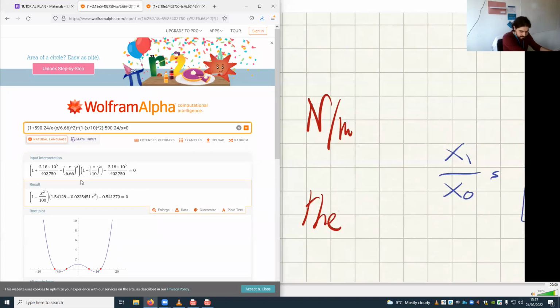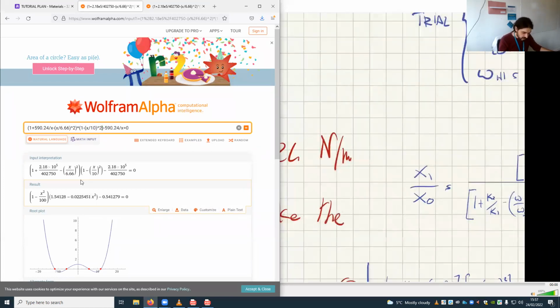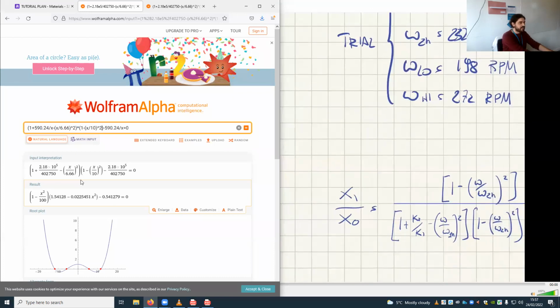Omega 1. Sorry, omega low and omega high. If I use RPMs, I will get a result in RPM. So I will get omega 1n, which is my unknown, and this is my y. This is omega low, 198 RPMs, and this is omega 2n, 232 RPMs.